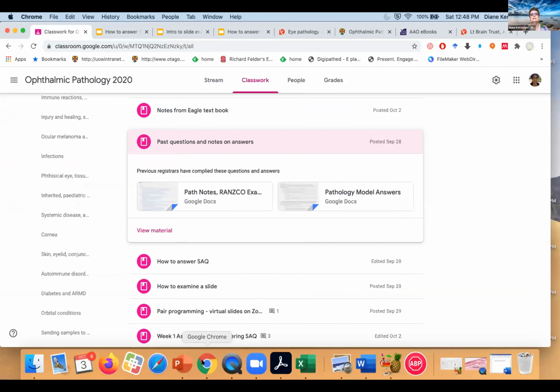So if we go back to classroom, past questions and notes on answers. You're not sharing, you're still on. I'll stop sharing. I've stopped sharing. Can you share again? I can share again. Can't see your classroom yet. Okay, share. Here we go. So here we go. Here's the classroom.